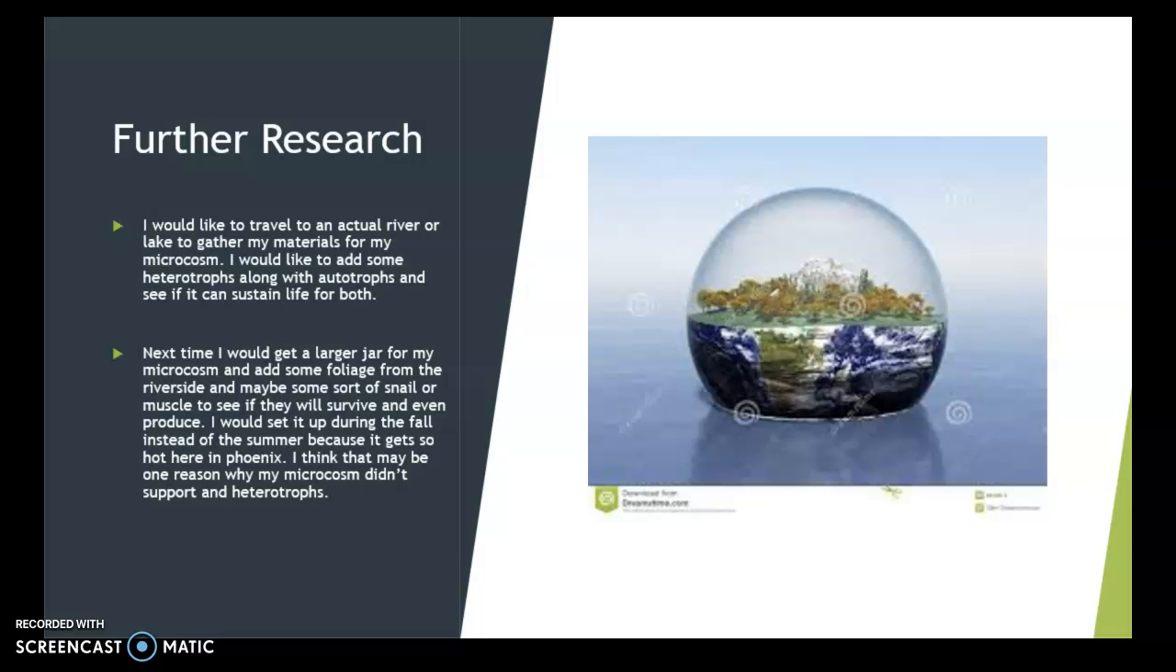Next time I would get a larger jar for my microcosm and add some foliage from the riverside and maybe some sort of snail or mussel to see if they can survive and even produce. I would set it up during the fall instead of the summer because it gets so hot here in Phoenix. I think that may be one reason why my microcosm didn't support the heterotrophs, because it was really, really hot. I'm pretty sure the direct sunlight on the jar heated up the water, and it might have been too hot. I'm not exactly sure, but that's my hypothesis for that.